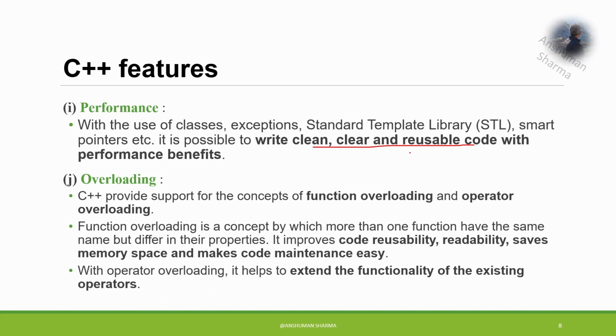Then there is overloading. There are two types of overloading: function overloading and operator overloading. These will be studied later. Function overloading means that there are multiple functions with the same name which differ in the number of parameters or the types of parameters, and operator overloading means that operators can be made to work on user defined data types, that is, something like classes. So this is the key feature of overloading.